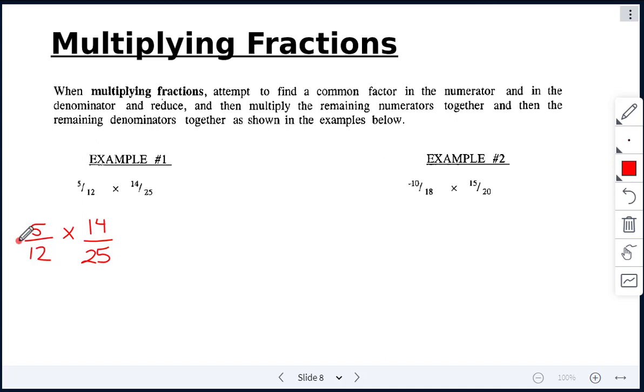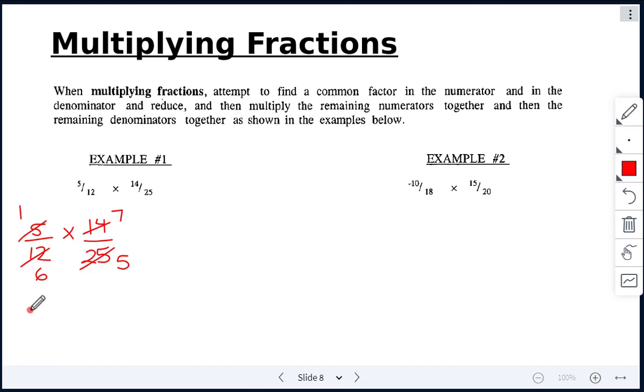All right, so we would cross out the 5 and the 25, and we can reduce them both by dividing by 5. So 5 divided by 5 here leaves me with 1. 25 divided by 5 leaves me with 5. Okay, and then these two can also be reduced. The 12 and the 14 are both divisible by 2. So 14 divided by 2, that leaves me with 7. 12 divided by 2 leaves me with 6.